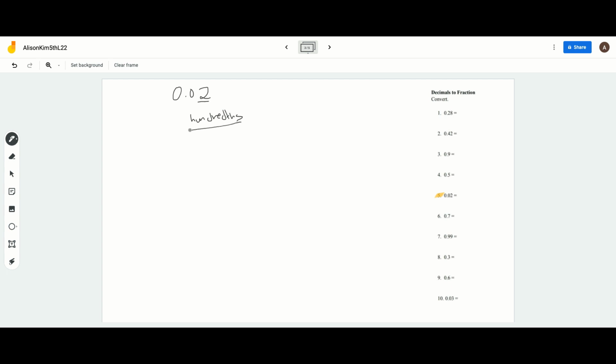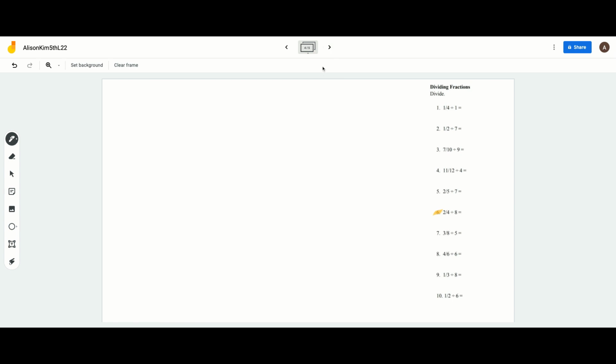right? And hundredths basically means that the denominator is going to be 100, and the number that landed there is going to be the numerator, so it's going to be 2 over 100. That's it. However, you can go the extra mile and simplify to get 1 over 50. So you really have 2 choices for this number.